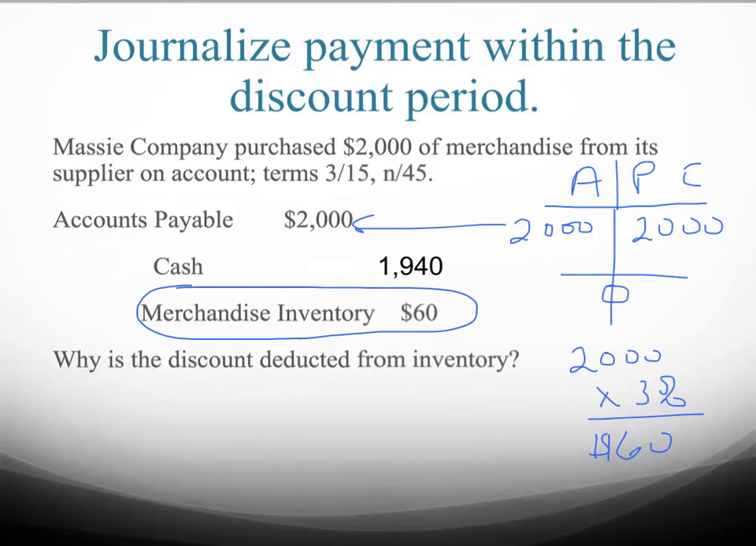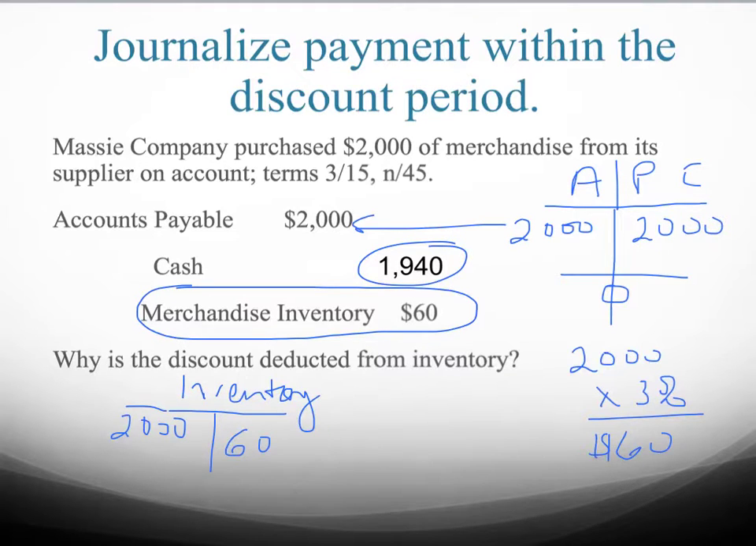Why? Well, we are in a perpetual inventory system. When I made a purchase of inventory, I debited the account for $2,000. When I take a discount, that inventory is now costing me less. How do I account for that? Well, I am going to reduce the inventory account by $60. So now the inventory is in our records, in our account, for the amount of cash I paid for it.